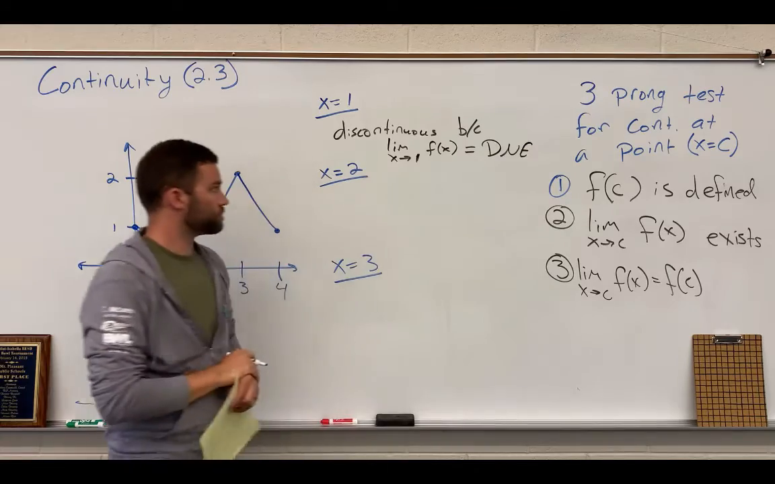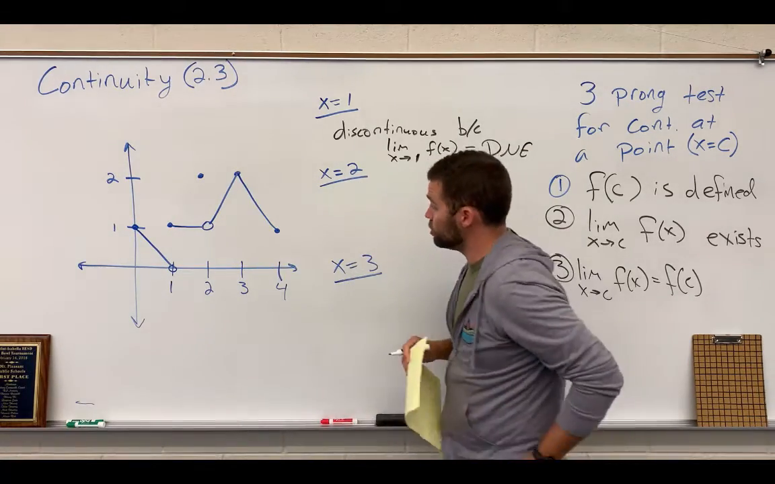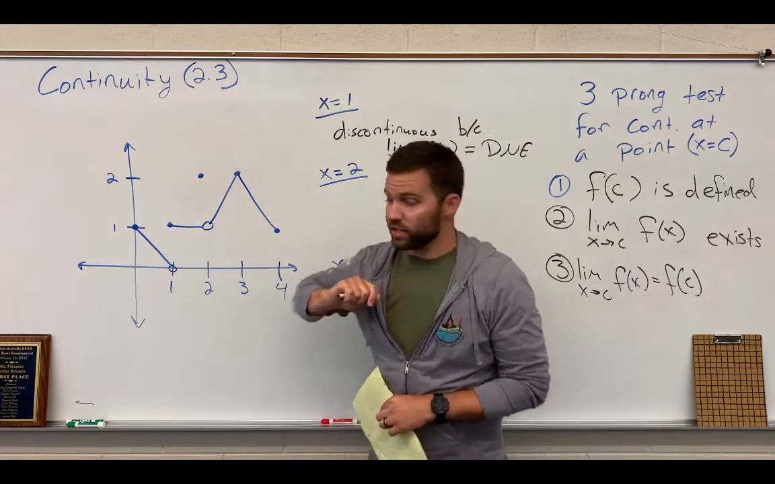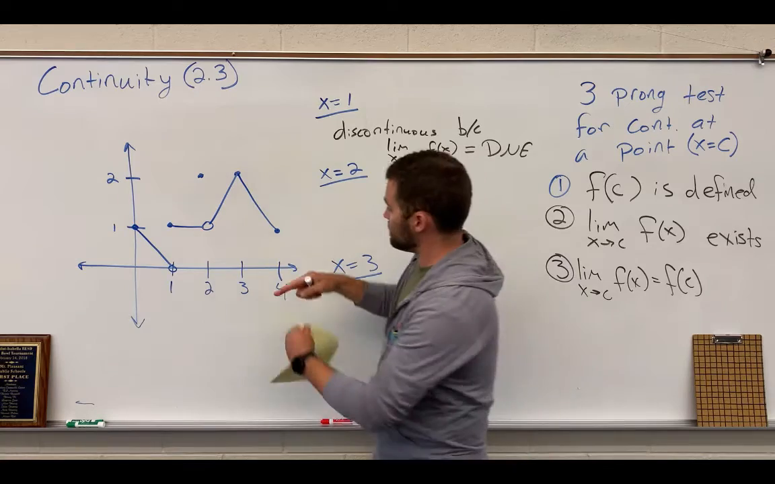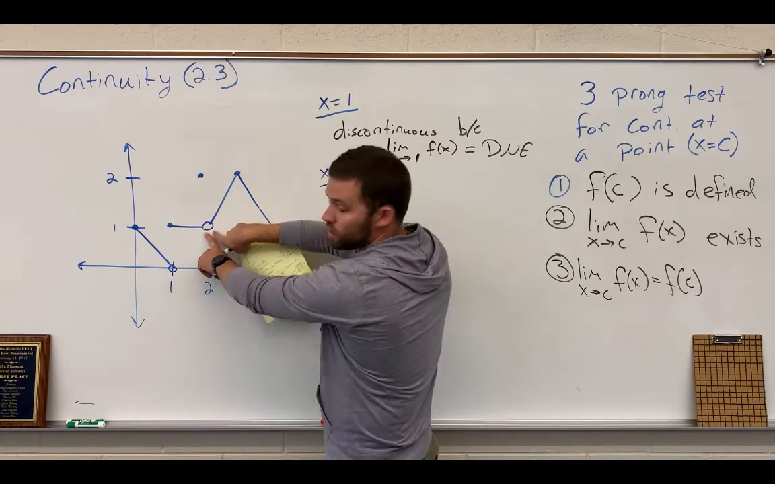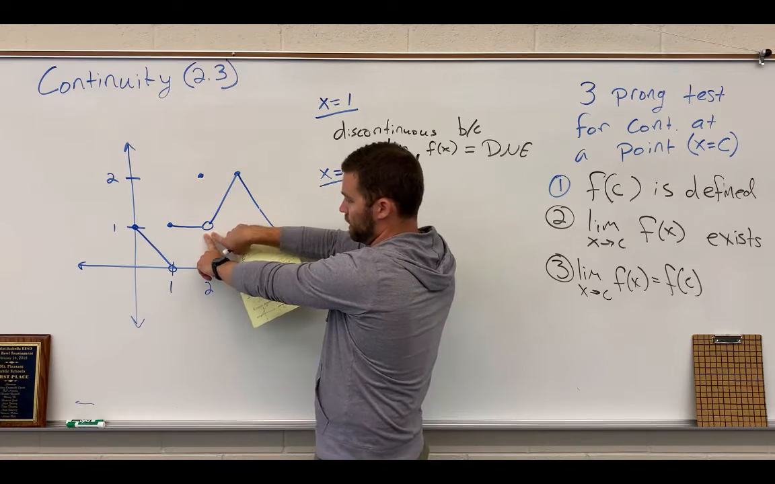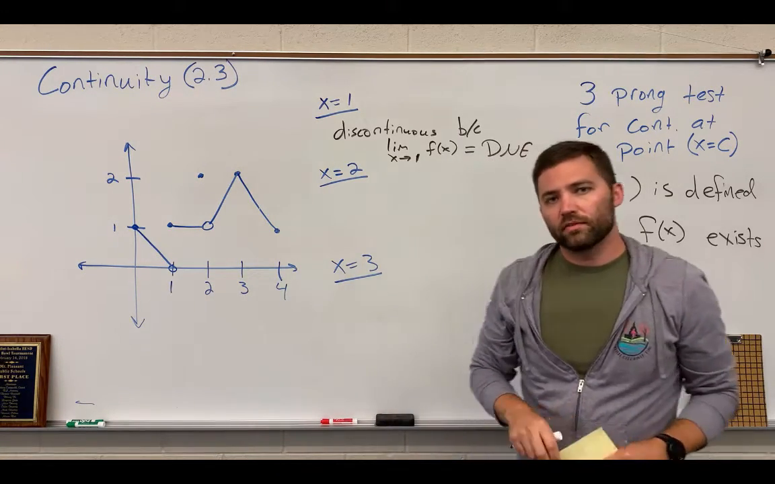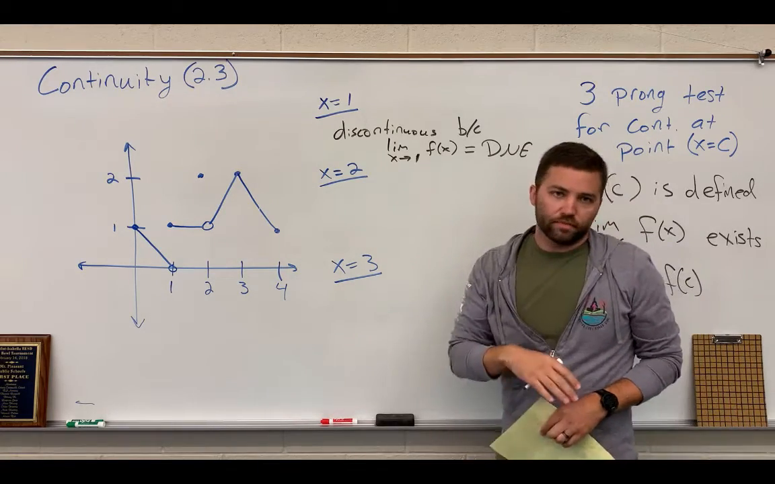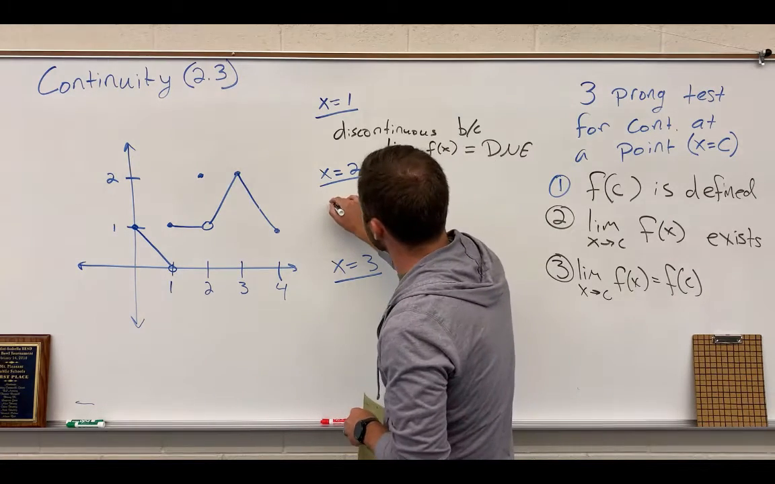All right, let's go check x equals 2 then. At x equals 2, we check, does the function exist? Yes, it does. It exists right here. Does the limit exist? Yes, it does. From the left and the right, the limit is equal to 1. So the limit as x approaches 2 of the function is 1. Are they the same thing? No, they're not. It breaks the last prong of the 3. The limit and the function, while they both exist, are not equal. So this one is discontinuous.